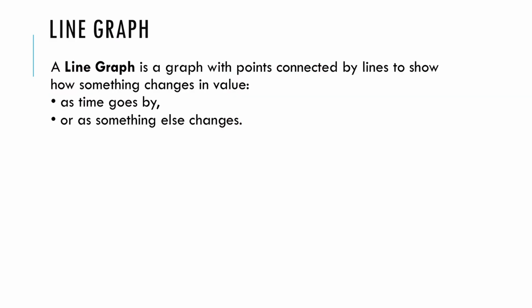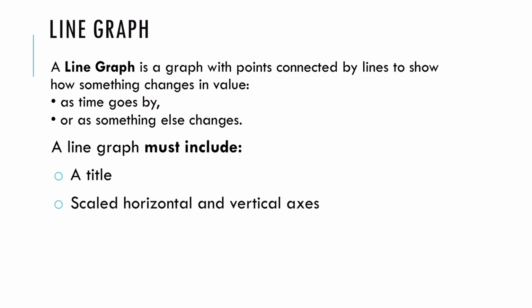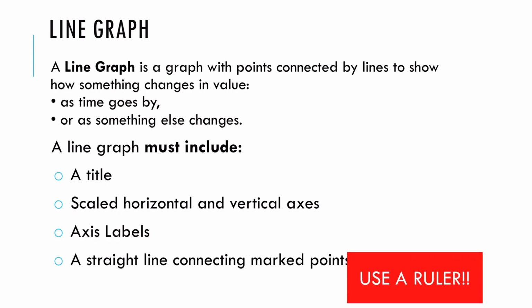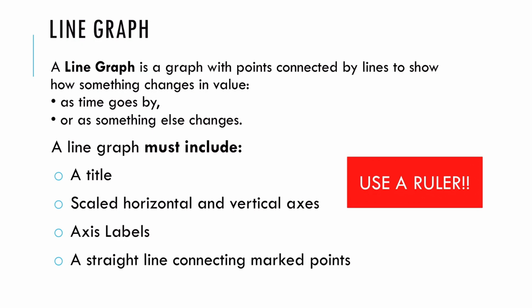Moving on to a line graph. A line graph is a graph with points connected by lines to show how something changes in value as time goes by or as something else changes. A line graph must include a title, scaled horizontal and vertical axes, axis labels, a straight line connecting marked points, okay? Important as well that we use a ruler again.